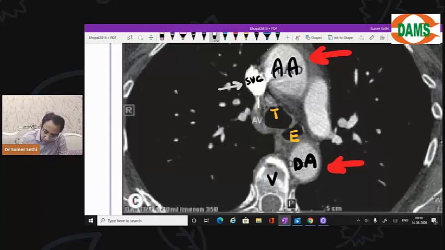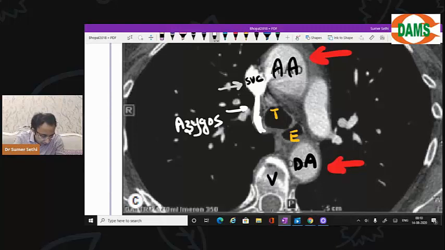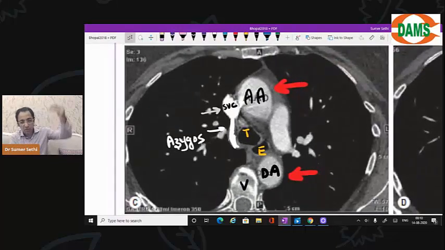Right next to the trachea, you can see a vein which is going from behind, going anteriorly towards the SVC. That is your azygos vein. Are you clear? Will you be able to identify? The children will recognize it. Look, in front is the ascending aorta, behind is the descending aorta. Right next to the ascending aorta you have the superior vena cava, and then you have the azygos vein.